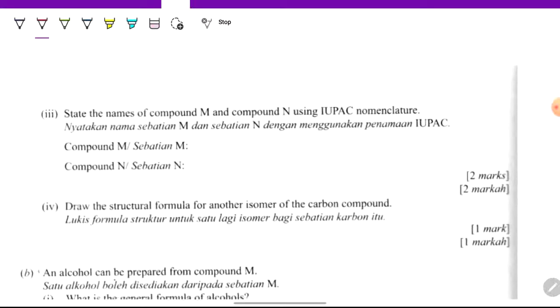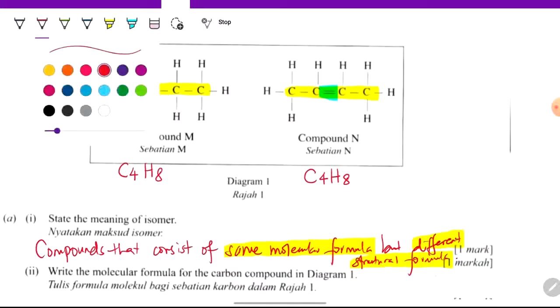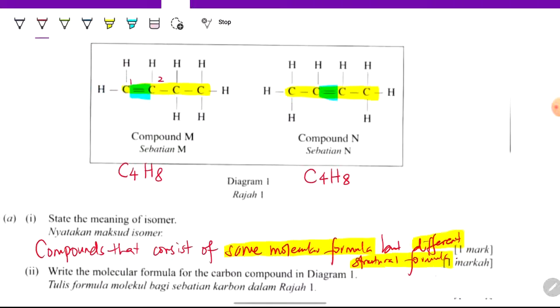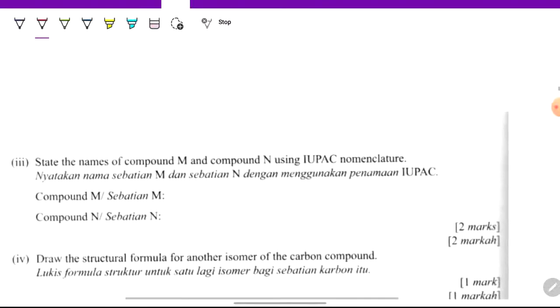Now state the names of compound M and N using the IUPAC nomenclature. Here the double bond is at carbon number 1. So this is carbon number 1, number 2, number 3 and number 4. So double bond at carbon number 1. But here the double bond is at carbon number 2. So meaning that compound M, the name will be but-1-ene. Number 2, N will be but-2-ene.